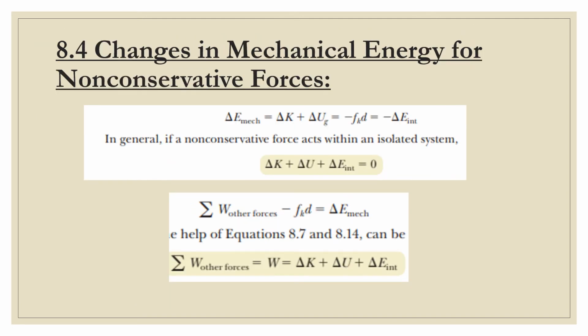So guys, let's go to the next concept, which is changes in mechanical energy for non-conservative forces. As we said before, the change in mechanical energy is equal to the change in kinetic plus the change in gravitational potential energy, which is equal to the negative work of the friction force, which is equal to the negative change in internal energy. So we said before that this part is equal to this part, so it's okay with that. And about this part, this part is the change in mechanical energy. We said before the mechanical energy is equal to the change in kinetic energy and the change in potential energy.